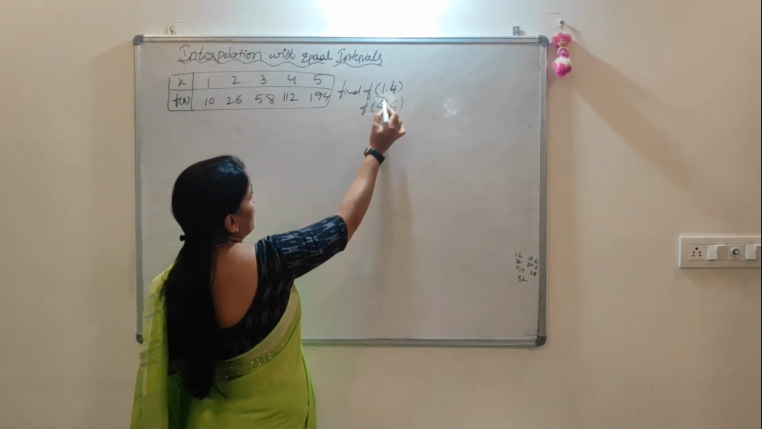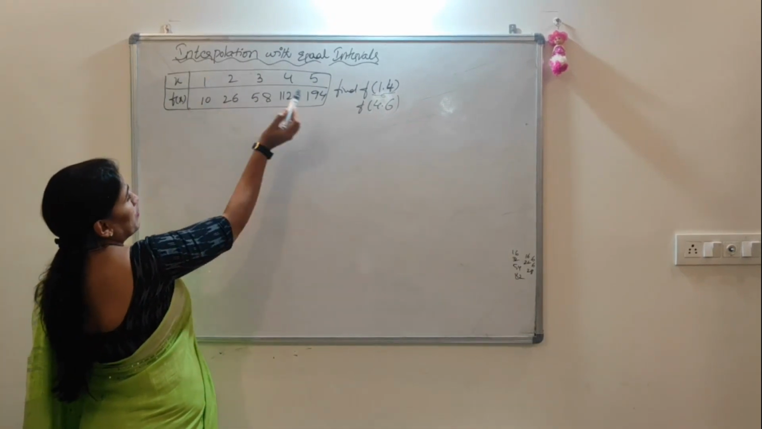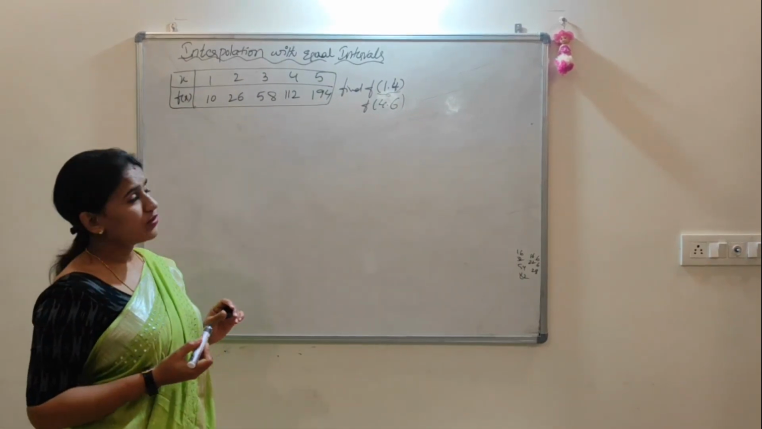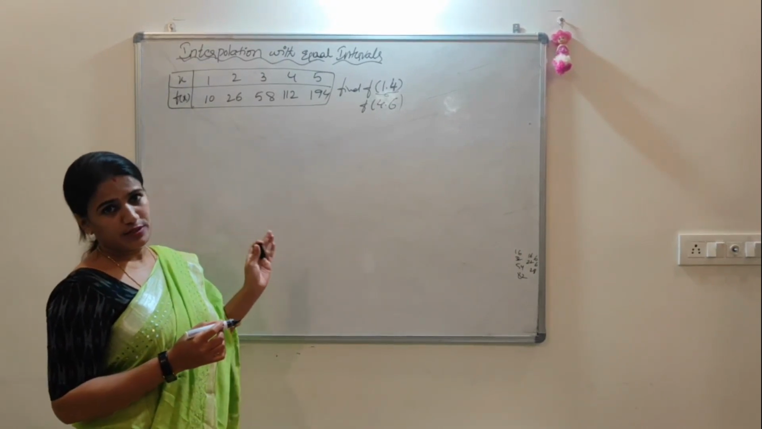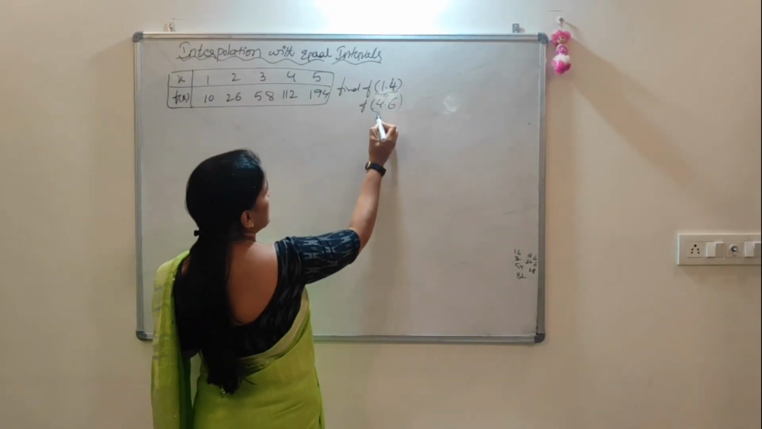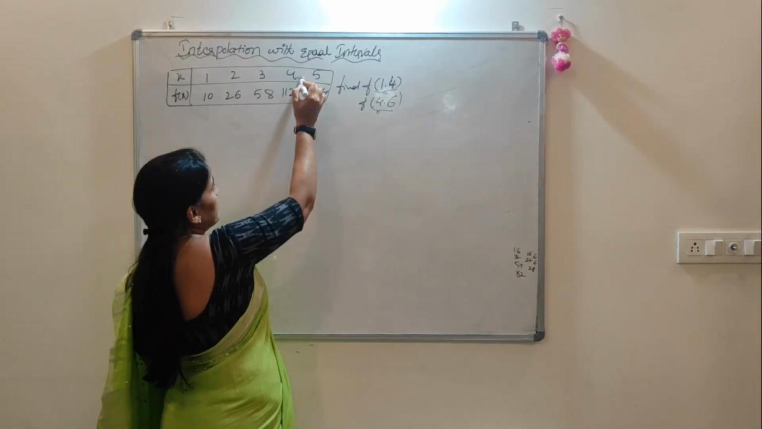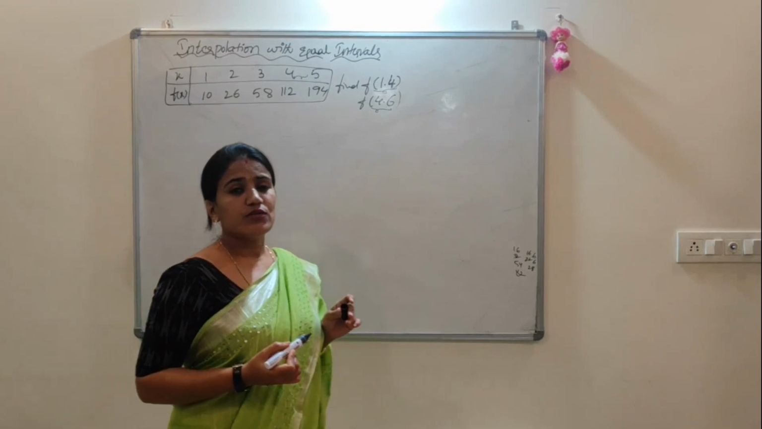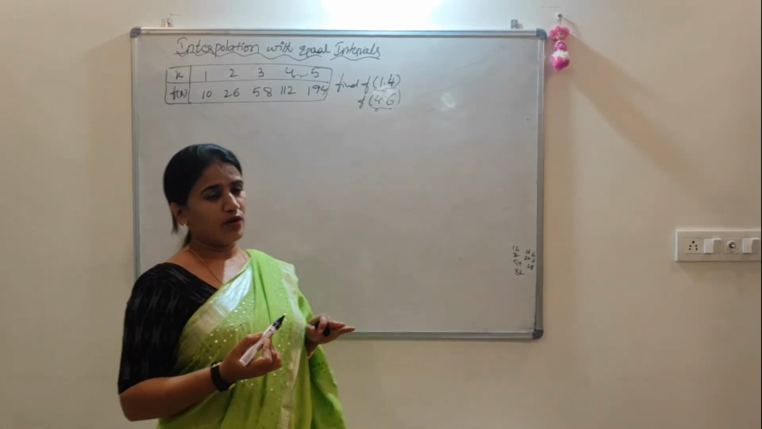So when x is 1.4, see here 1.4 is near to x naught. So we have to apply Newton's forward interpolation formula. 4.6 means near to the end point. It lies in between 4 and 5. So we need to consider Newton's backward interpolation formula.